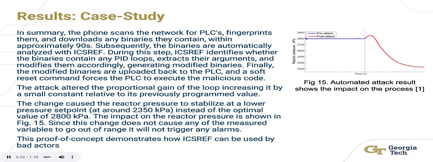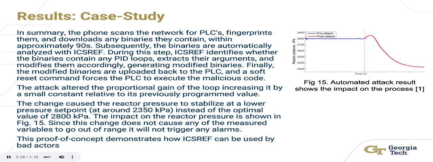In summary, the phone scans the network of PLCs, fingerprints them and downloads any binaries they contain within approximately 90 seconds. Subsequently, the binaries are automatically analyzed with ICSREF. During this step, ICSREF identifies whether the binaries contain any PID loops, extracts their arguments, and modifies them accordingly, generating modified binaries. Finally, the modified binaries are uploaded back to the PLC, and a soft reset command forces the PLC to execute the malicious code.